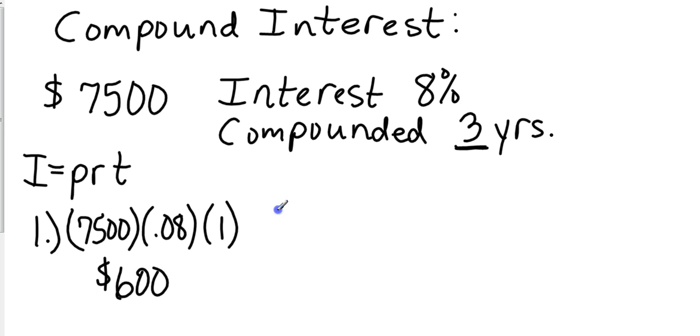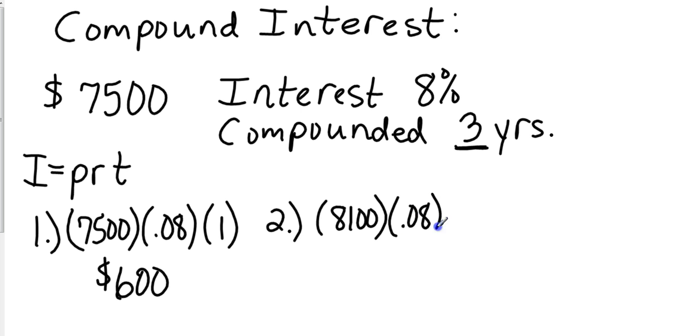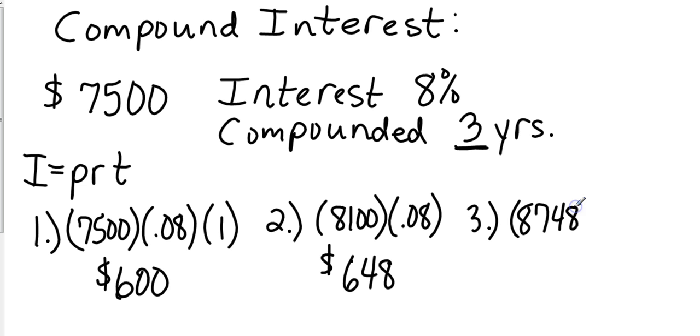So in the second year, the amount of money we have in there is our $7,500 that we started with, plus the $600 that we made. So our initial principal this time is going to be $8,100. And then we times that times 0.08. And I'm not going to put the times 1 this time, because times 1 is not going to change anything. So that tells me I make another $648. And so 648 plus the 8,100 is going to be $8,748 times the 0.08.